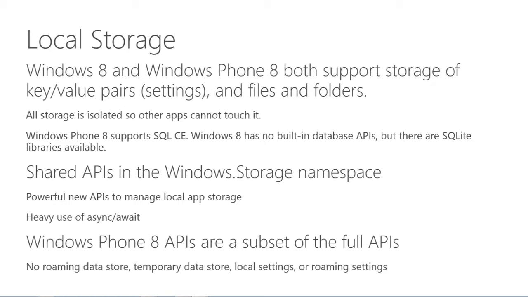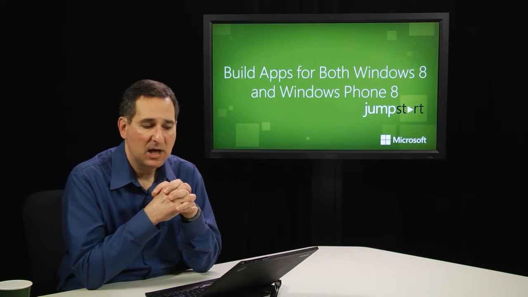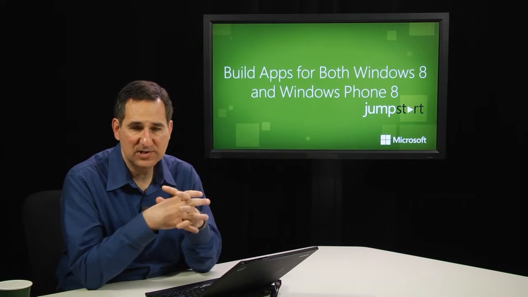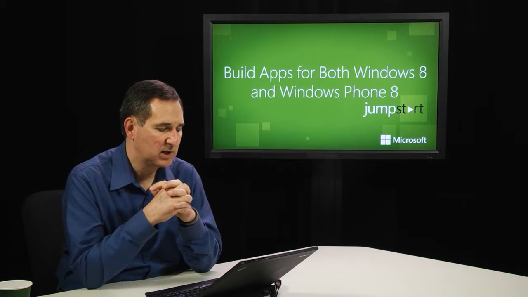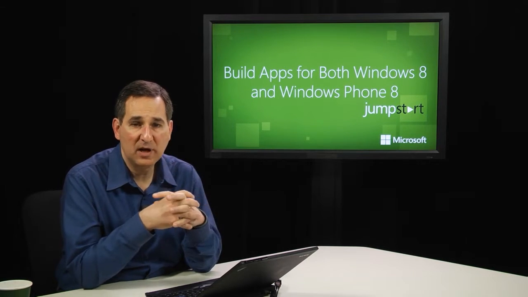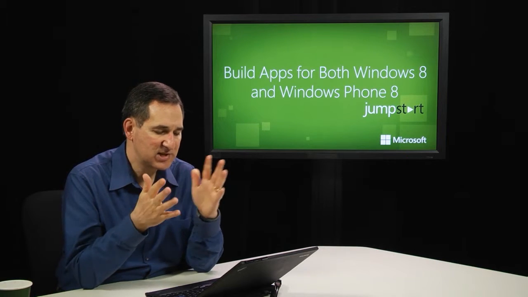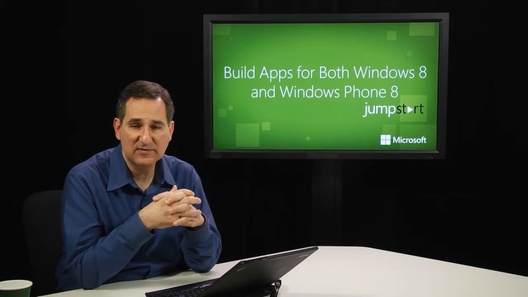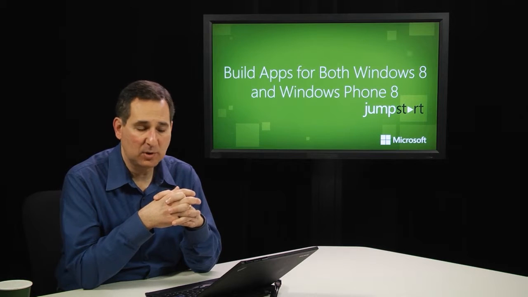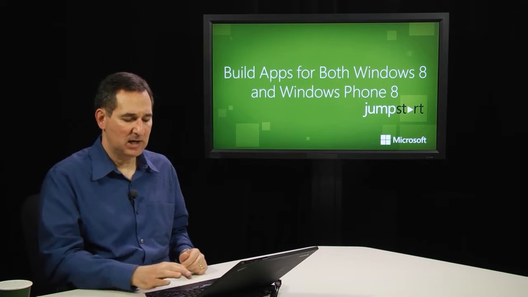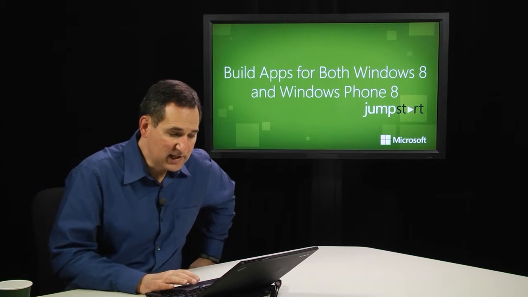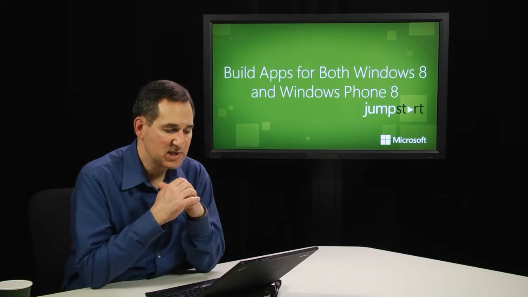The Windows Phone APIs are a subset of the full APIs, so not all of the Windows 8 Windows.Storage namespace, for instance, is available. For instance, there is no roaming data store, temporary data store, local settings, or roaming settings. All of that is not available to you on Windows Phone. So we wanted to talk about what is available and what are some of the things that you can take advantage of.